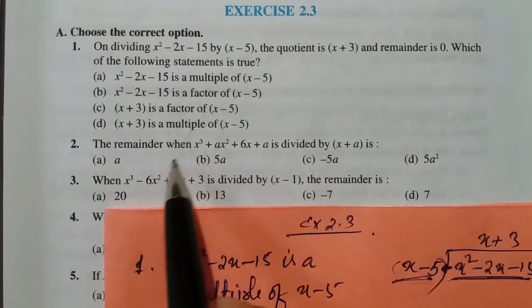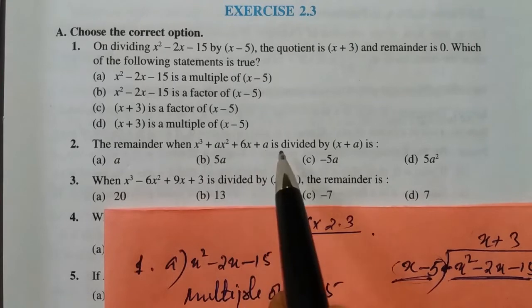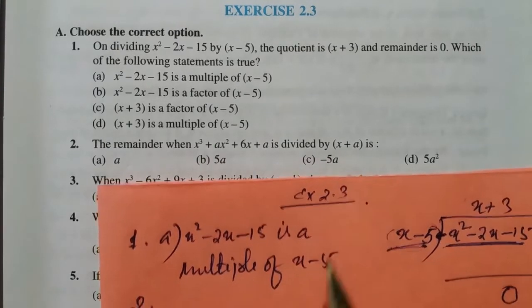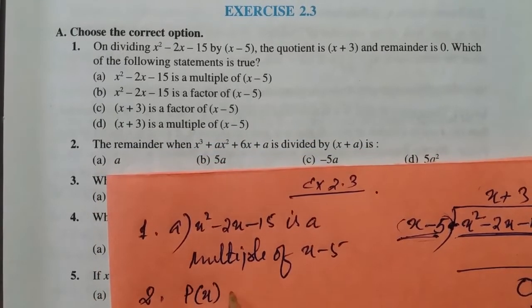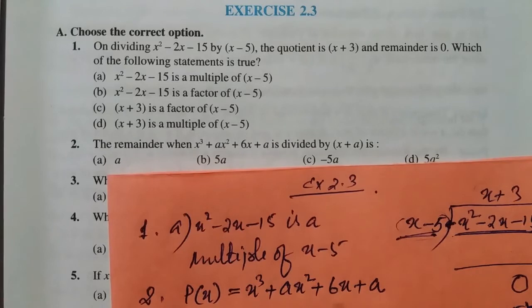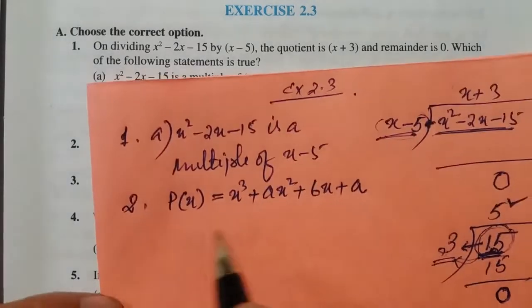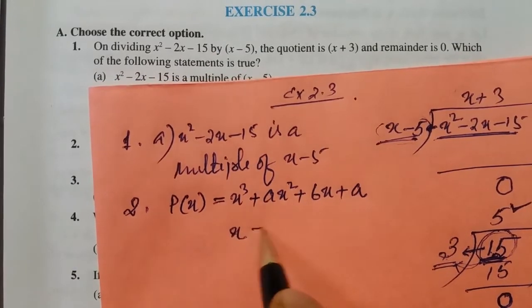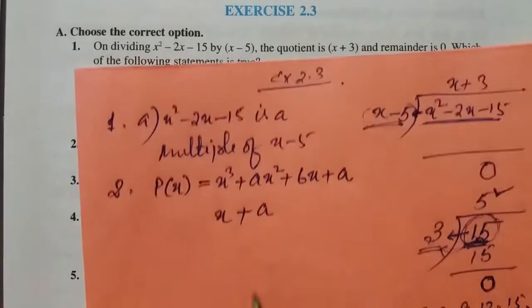Question number 2, the remainder when x cubed plus ax squared plus 6x plus a is divided by x plus a is. Okay, now we're going to find the remainder here. The given polynomial is px is equal to. Now this is the given polynomial, and the divisor here is x plus a. So this is the divisor, x plus a. Now we will use here remainder theorem.